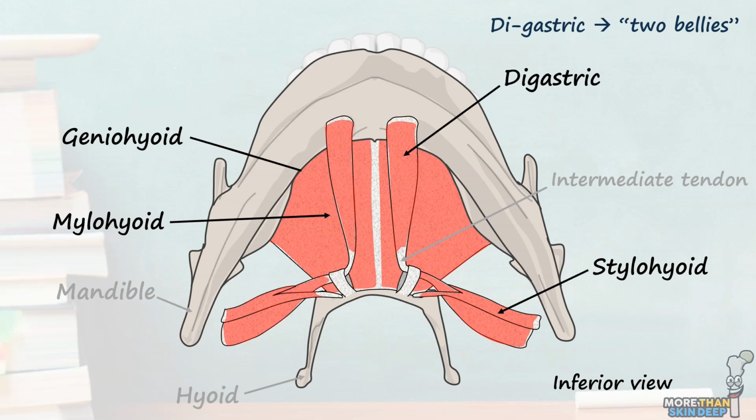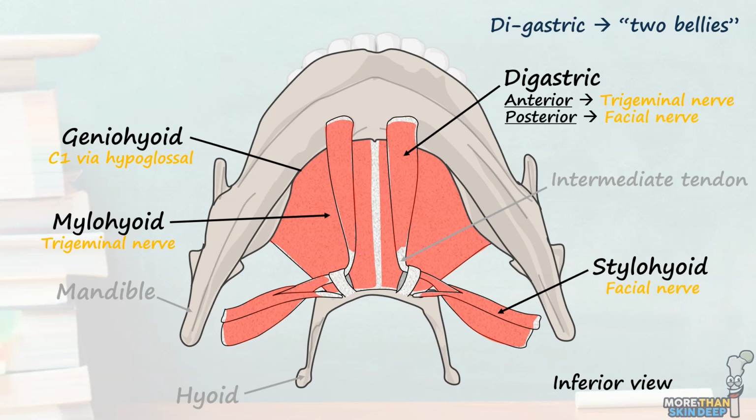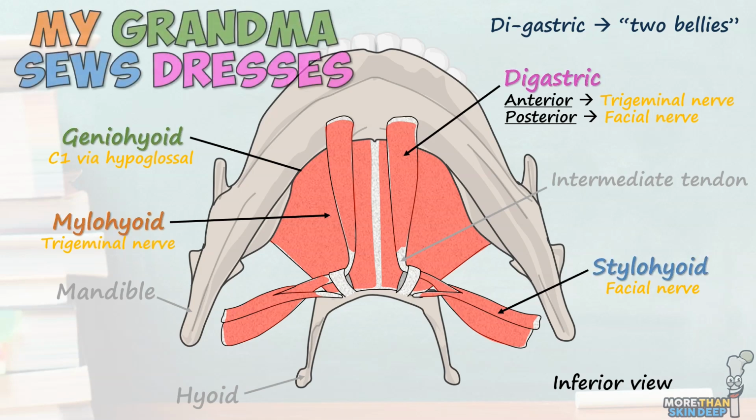The nerve supply of the suprahyoid muscles is a little more complex, with the geniohyoid being innervated by C1 via the hypoglossal nerve, mylohyoid and the anterior belly of digastric being innervated by the mandibular branch of the trigeminal nerve, and stylohyoid and the posterior belly of the digastric being innervated by the facial nerve. You can remember the suprahyoid muscles using the mnemonic, "My grandma sews dresses," with the first letter of each word corresponding to a different muscle.